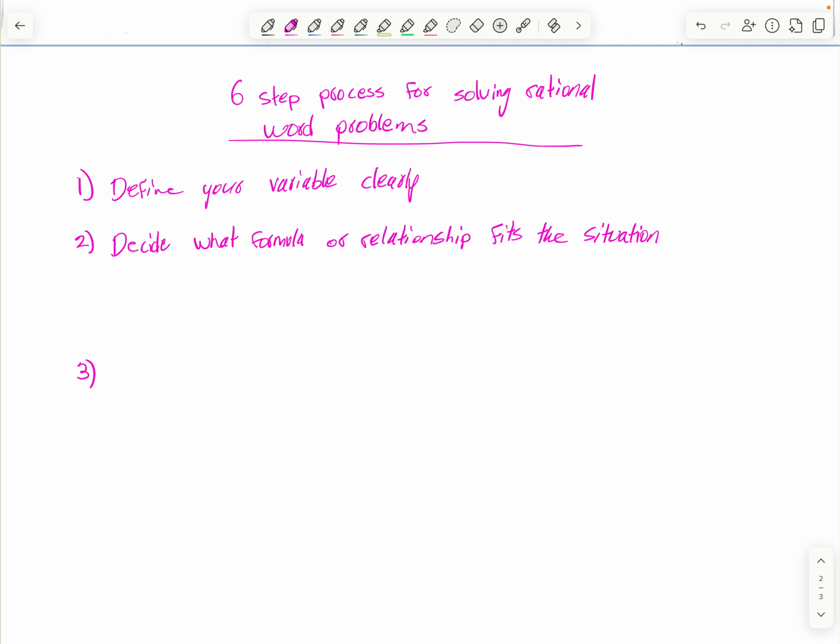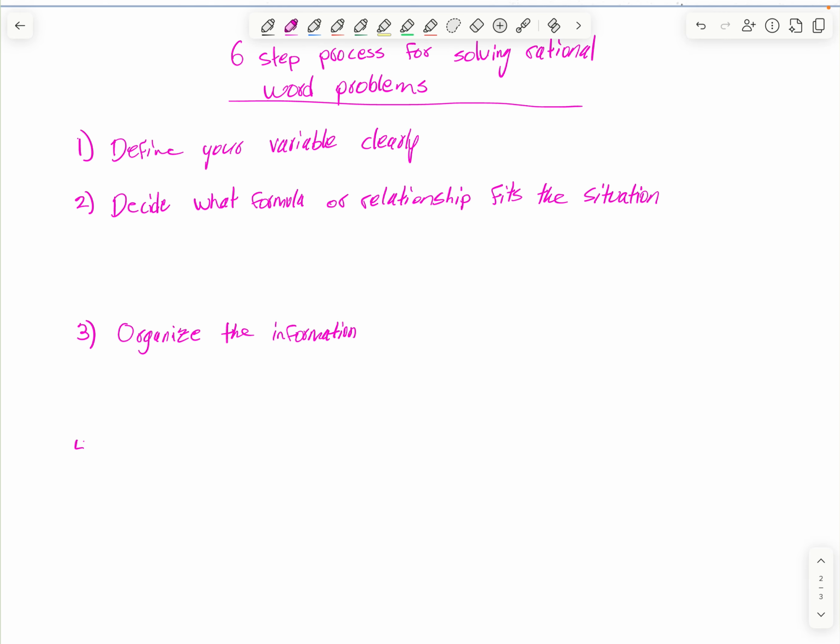Number 3 is, I'll leave some space here actually. I'll come back to that. Number 3 is to organize the information. Here, sometimes a table can be helpful. That's an optional step though. Okay. Number 4 is to build the equation carefully.